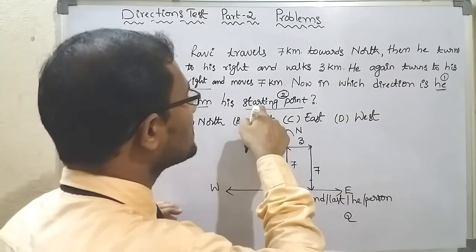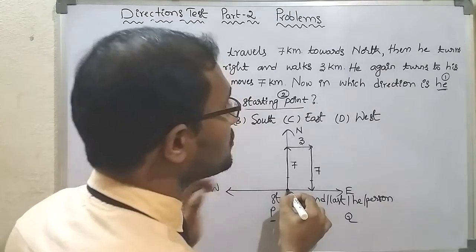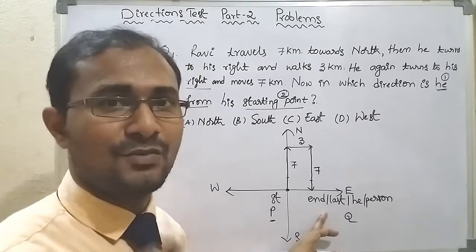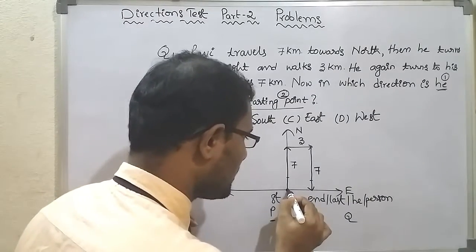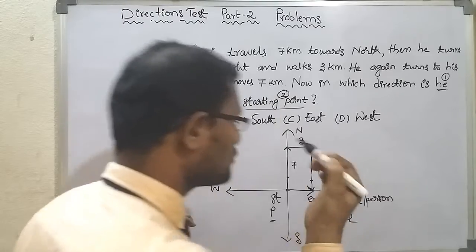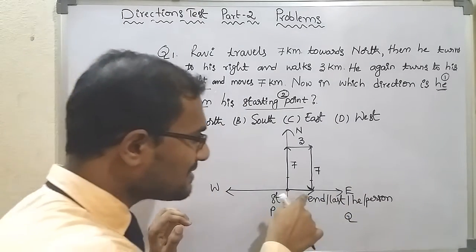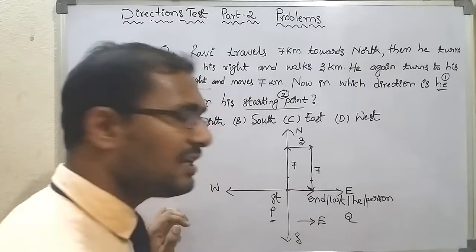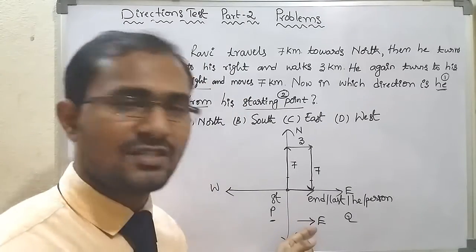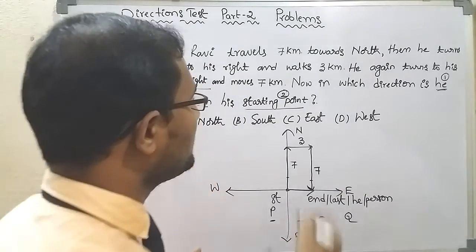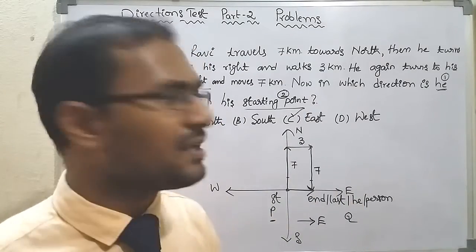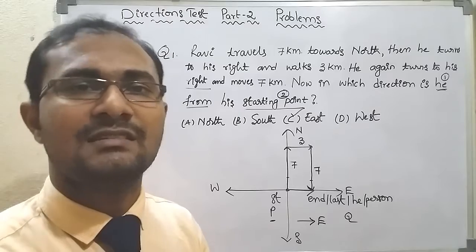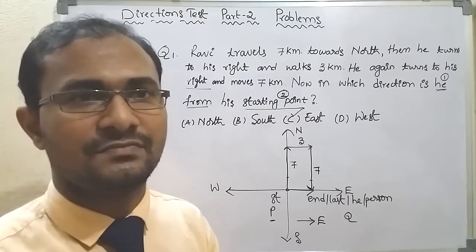Now what is the second point? Starting point. From starting point to he, I already told you, he means we have to take the last point. So from the starting point to the last point, otherwise the person, what is this line indicating? Simply this line is nothing but east. So the answer for this question is east. In which option do we have east? It is option C. So option C is the right answer.